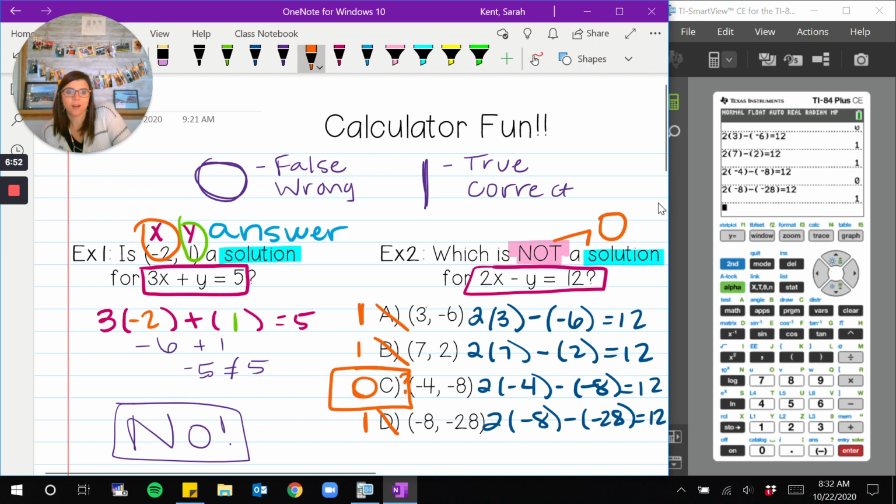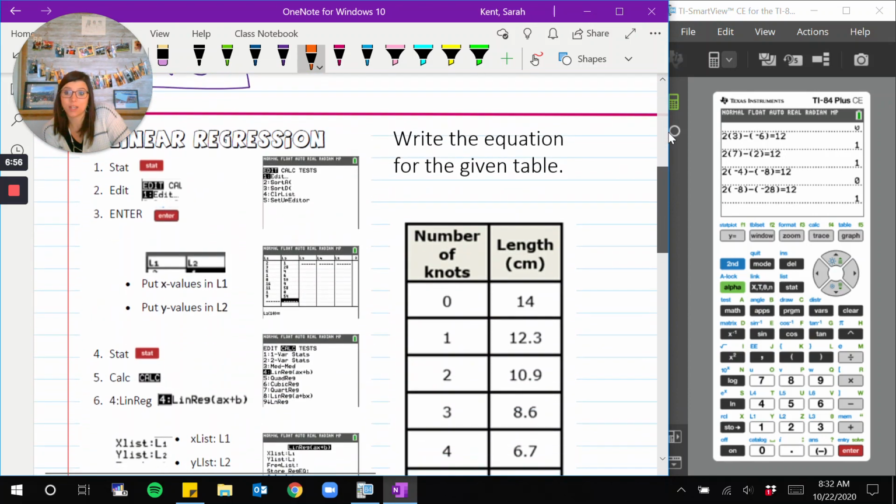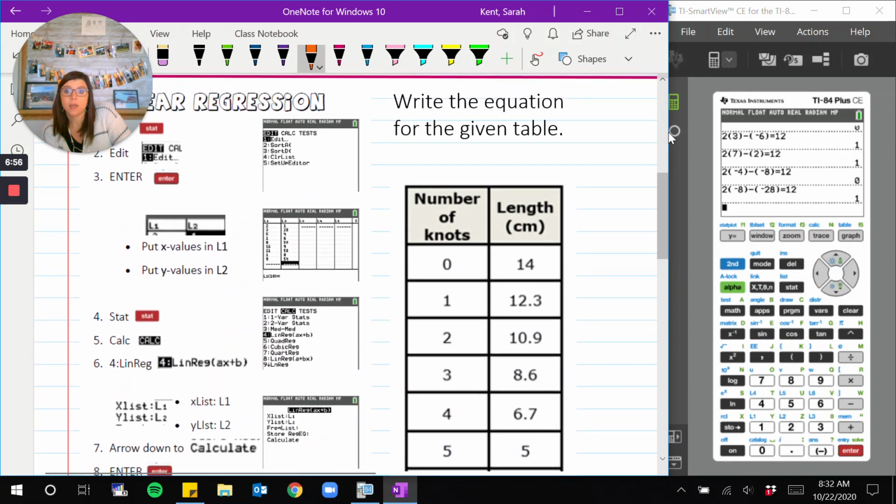All right, we've got one more thing we're going to look at with the calculator, and this is how to write an equation with the calculator. So you will get this paper. You do not need to write all of these big long steps down, but do put the table and what I write. So we need to first put this table into the calculator so then the calculator can give us the equation.